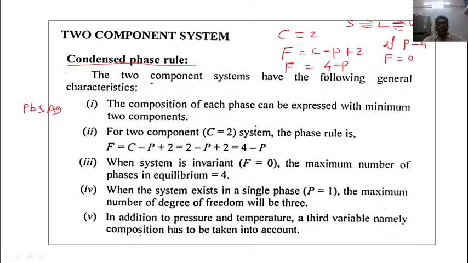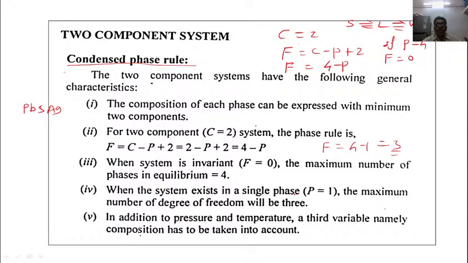In the areas only one phase is existing. In the water system and in the sulfur system, we know in the areas only one phase is existing there. That is solid phase, liquid phase or vapor phase. So when only one phase is existing, P is equal to 1. Then the phase rule F is equal to 4 minus P. So P is equal to 1 here, so it is 4 minus 1, which is equal to 3. It means that the degree of freedom becomes equal to 3. We have to take 3 degrees of freedom.